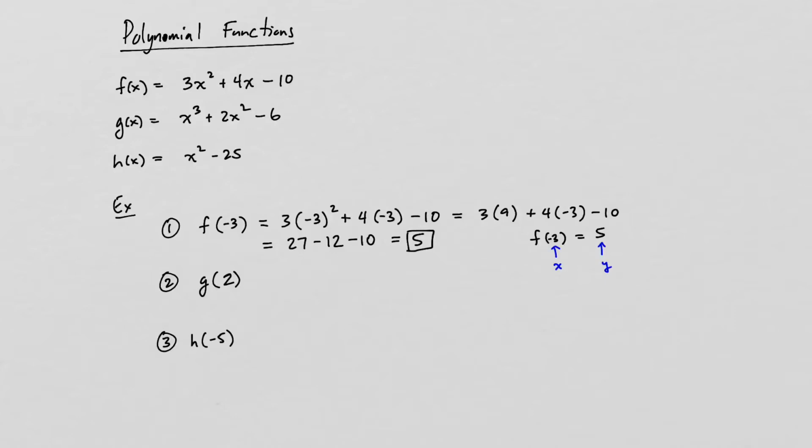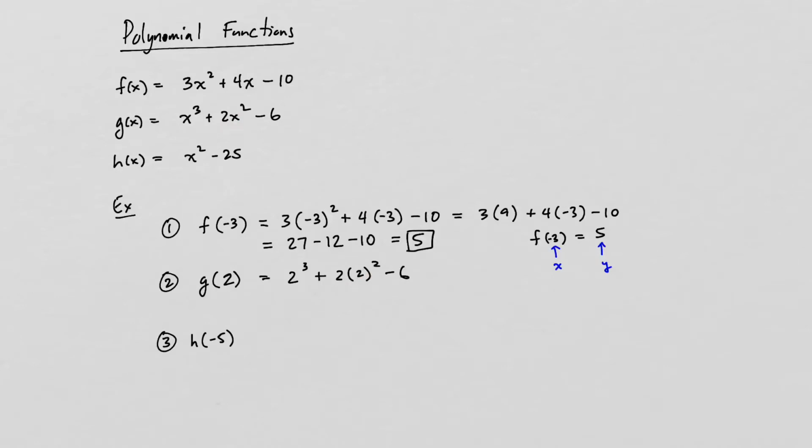How about g of 2? So to calculate g of 2, we have to go to the g function, and we're going to replace x with 2. And so if we do that, we get 2 to the third power plus 2 times 2 times 2 to the second power minus 6. So again, I'm just taking 2 and replacing x with 2 here and replacing x with 2 here.